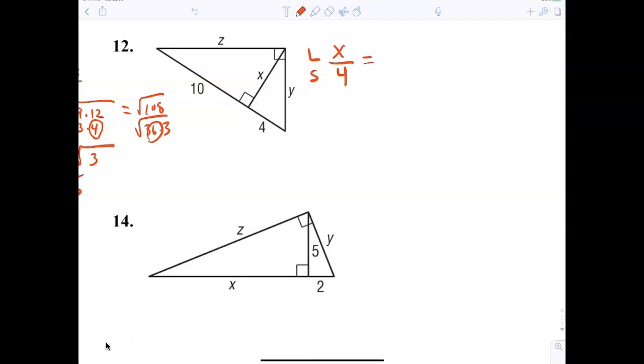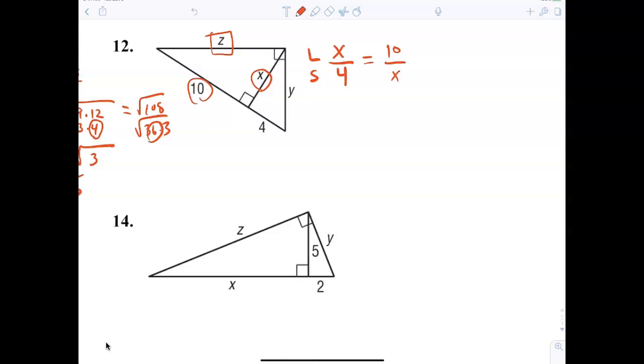So what's the long leg for the next triangle? 7 over what? No, I don't want you guessing. But so it's X though, right? Because why? Long leg, short leg. Z is the what? Hypotenuse. Right?